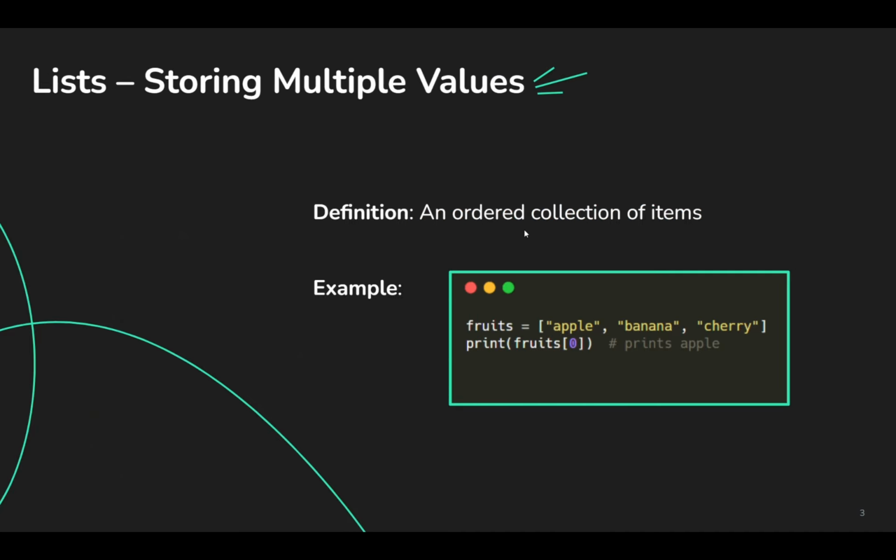Now let's start with lists. Imagine you're making a grocery list. You don't want 10 separate variables for apples, bananas, and cherries. Instead, you put them in one container called a list. Lists in Python are ordered collections of items. You can grab an item by its position, called an index, and remember that Python starts counting at 0.